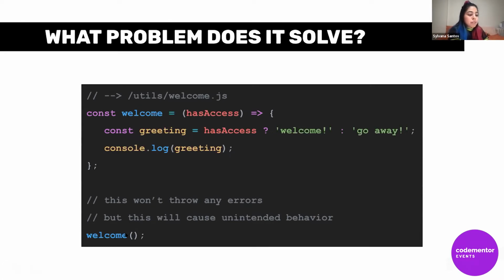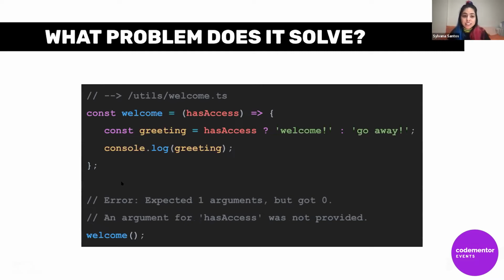And so they run the application, but they don't get any output. There's no crash on the app. There's no errors. So they assume that everything is fine. But I think we can all agree that this would result in some unintended behavior because we would always be logging go away. We would never log welcome because we're not giving it that parameter. So this isn't great.